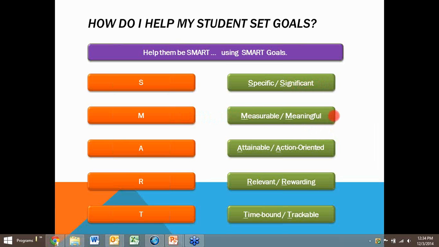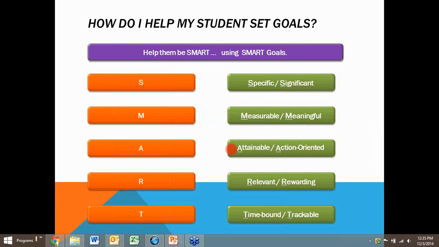If you use the other side of the formula, meaningful, again, it could be something in your student's life or in your personal life that is of value to you that would cause you to be focused on making a commitment towards achieving that goal outcome. The A is for attainable.